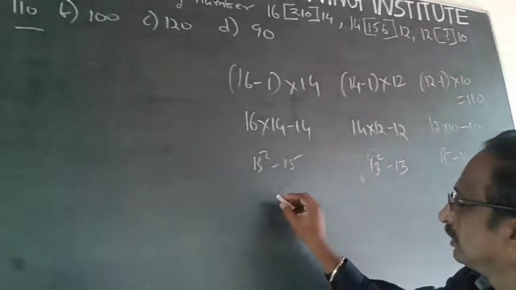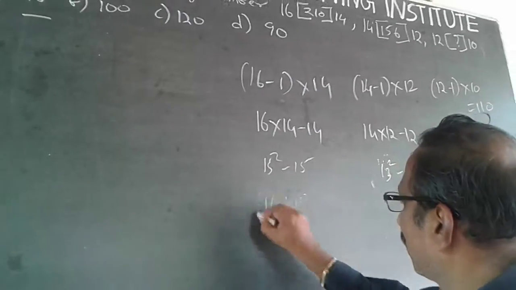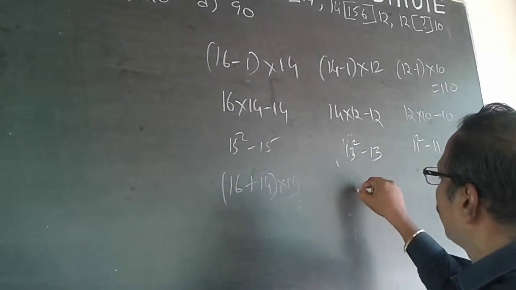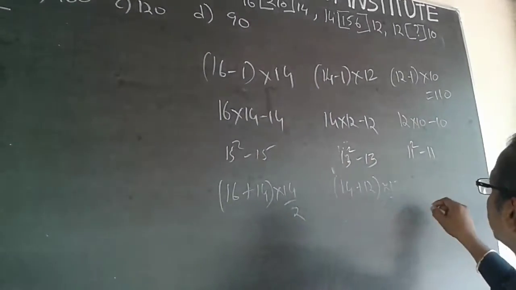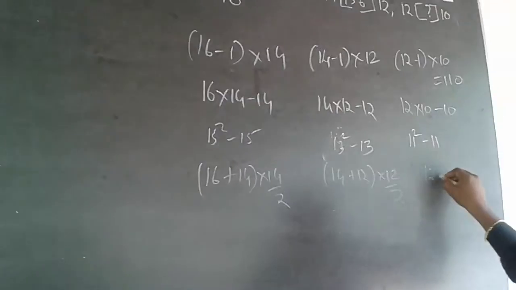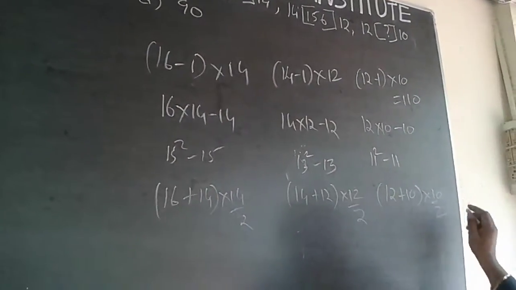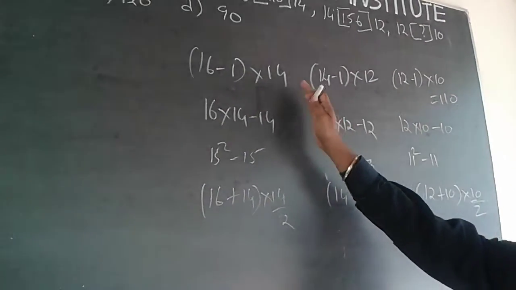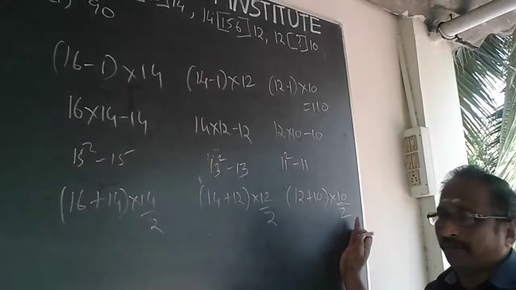One more pattern: 16 plus 14 into 14 by 2. Similarly, 14 plus 12 into 12 by 2. Similarly here, 12 plus 10 into 10 by 2. All this will give you the same answer, 110. So here 4 different patterns are there, and all 4 are giving the same answer.